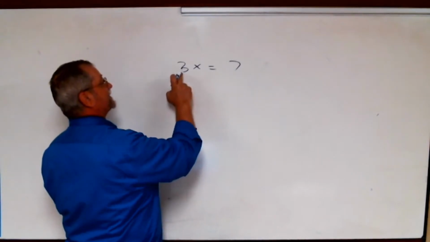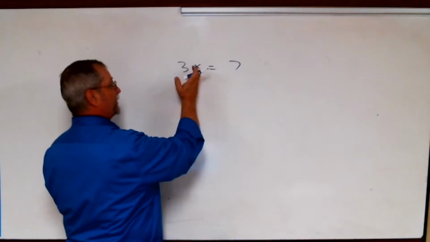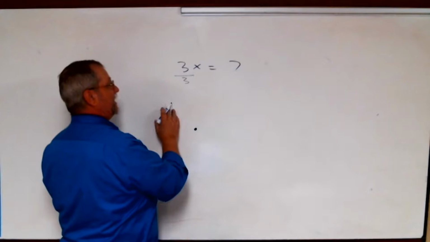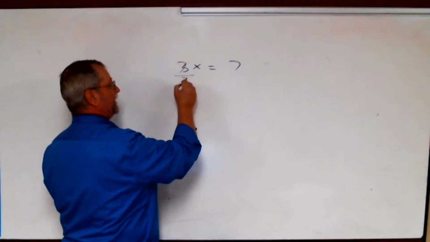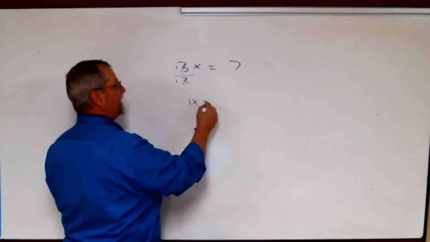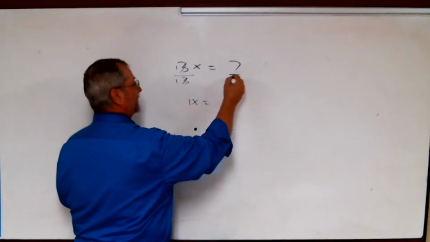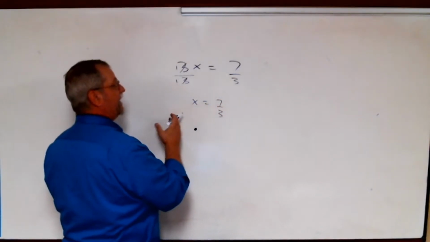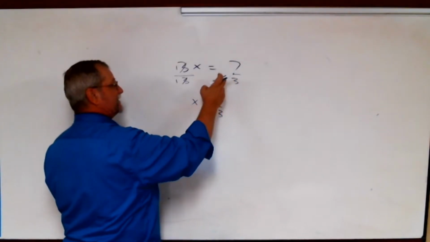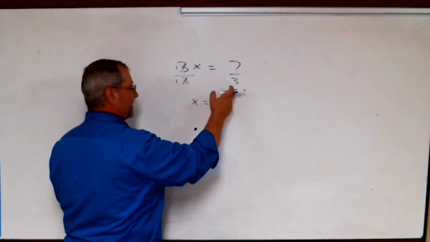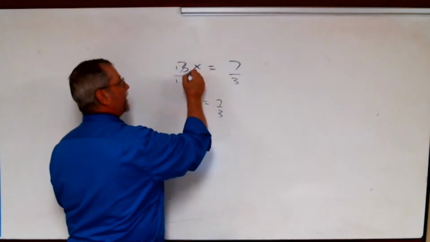So to get rid of this 3, to get it away from the x, I want to get x by itself, I'm going to divide this side by 3. Because 3 divided by 3 is 1, so I have 1x. X is by itself. If I divide by 3 here, I have to divide by 3 here. So my answer is 7 over 3. I never invert this. I'm taking this number over to here.